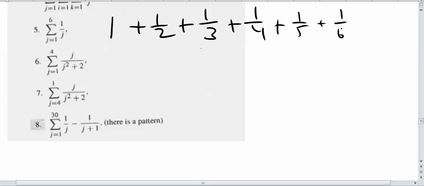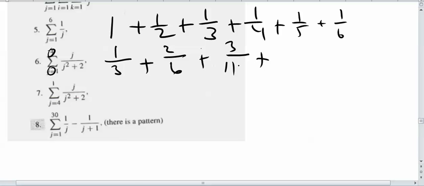Okay? Alright, for this one here, 1 through 4, again, since the range is so small, I would just simply start plugging numbers in. 1 over 3, 2 over 6, 3 over 11, and then 4 over 18. And then just add them up, okay?